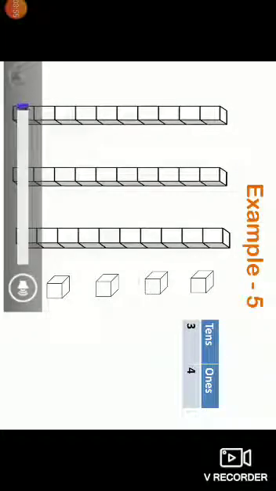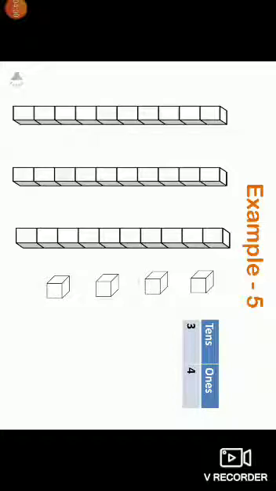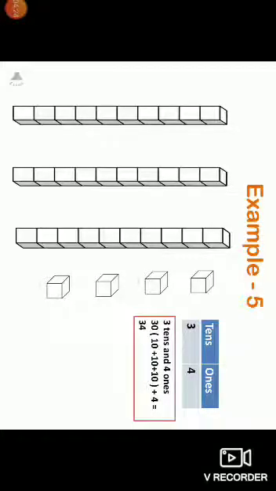Now, the fifth example I have taken using some blocks. How many groups of blocks are there? 3. So what I will put in tens place? 3. And how many loose? 1, 2, 3 and 4. So what number I will put in ones place? 4. So now I can say that it's 3 tens and 4 ones.